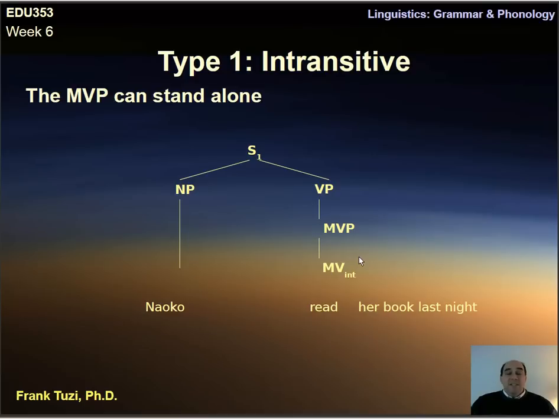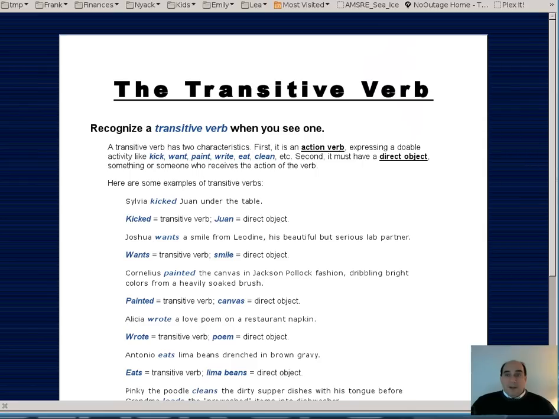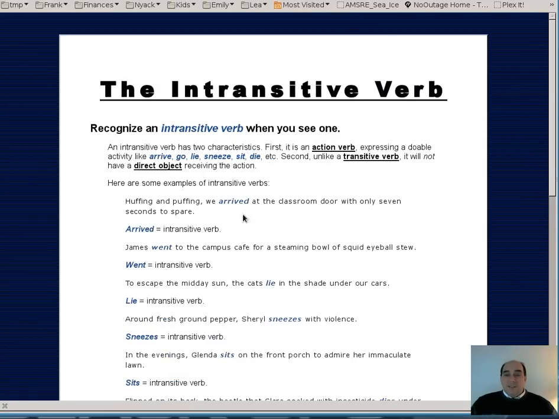Here's the first type. Okay, and this is an intransitive verb. What's an intransitive verb? It's a verb that does not have an object. Okay, take a quick peek at one of these here. An intransitive verb has 2 characteristics. It's an action verb, and it does not have a direct object. If it has a direct object, that's going to be a transitive verb.